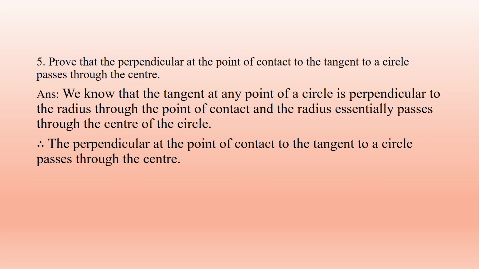Question number 5. Prove that the perpendicular at the point of contact to the tangent to a circle passes through the center. We know tangent at any point of a circle is perpendicular to the radius through the point of contact, and the radius passes through the center of the circle. Therefore, we can say the perpendicular at the point of contact to the tangent to a circle passes through the center.